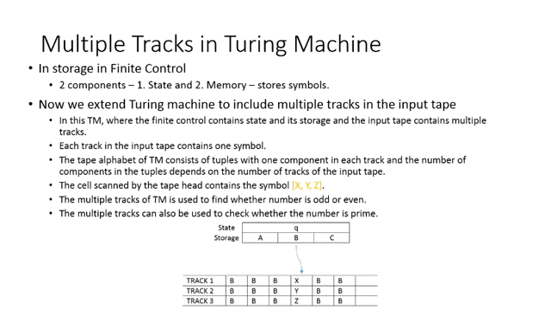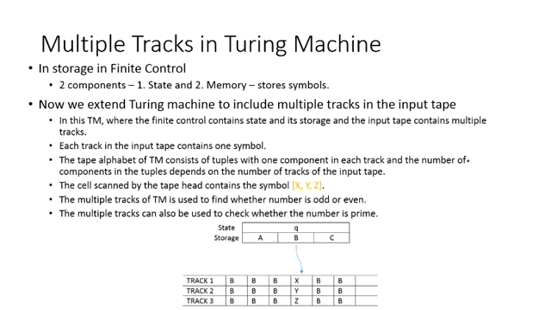In this Turing machine, the finite control contains state and storage, but the input tape will have multiple tracks. Each track in the input tape contains only one symbol, that is, each cell in a track will have only one symbol. The tape alphabets of the Turing machine will contain one component for each track, and the number of components in the tuple depends upon the number of tracks on the input tape. When the finite control reads, it will be reading all the tracks at the same time.